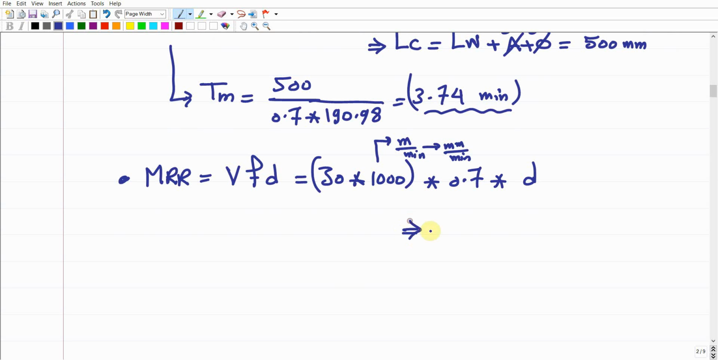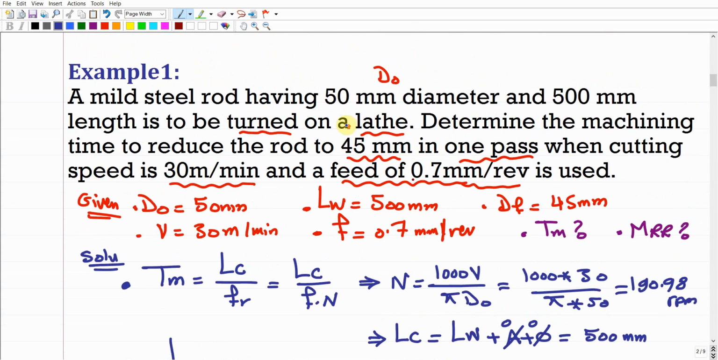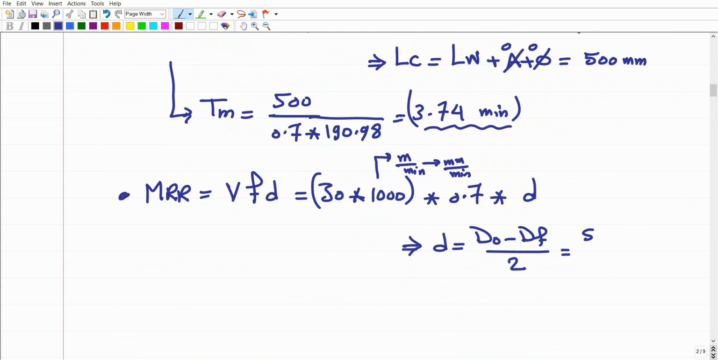To calculate the depth of cut, D, it should equal D0 minus D final, divided by 2, as we explained before. So we are going to decrease the diameter from 50 to 45. So it is 50 minus 45 over 2, but we're going to do this reduction in just one pass. It means that this total depth of cut will be applied at once, only one time. So this is going to give us 2.5 millimeter, and then we're going to plug it in here.